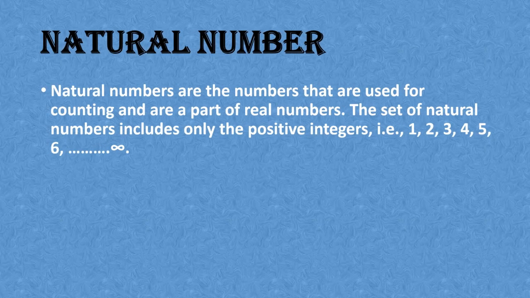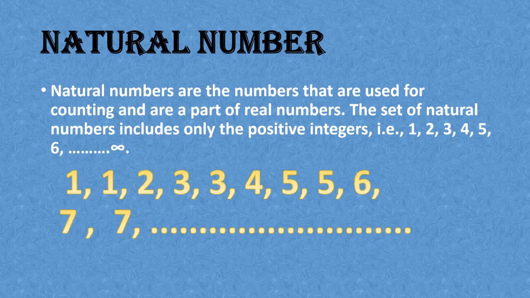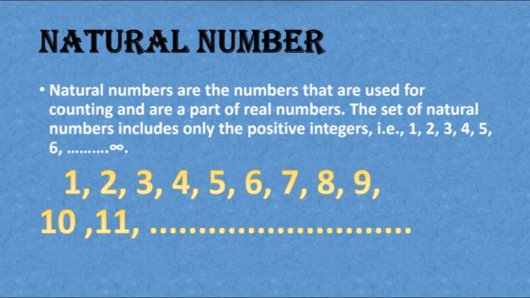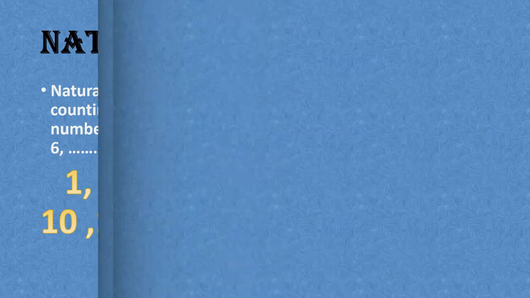Natural number. Natural numbers are the numbers that are used for counting and are a part of real numbers. The set of natural numbers includes only the positive integers, i.e. 1, 2, 3, 4, 5, 6 to infinity.